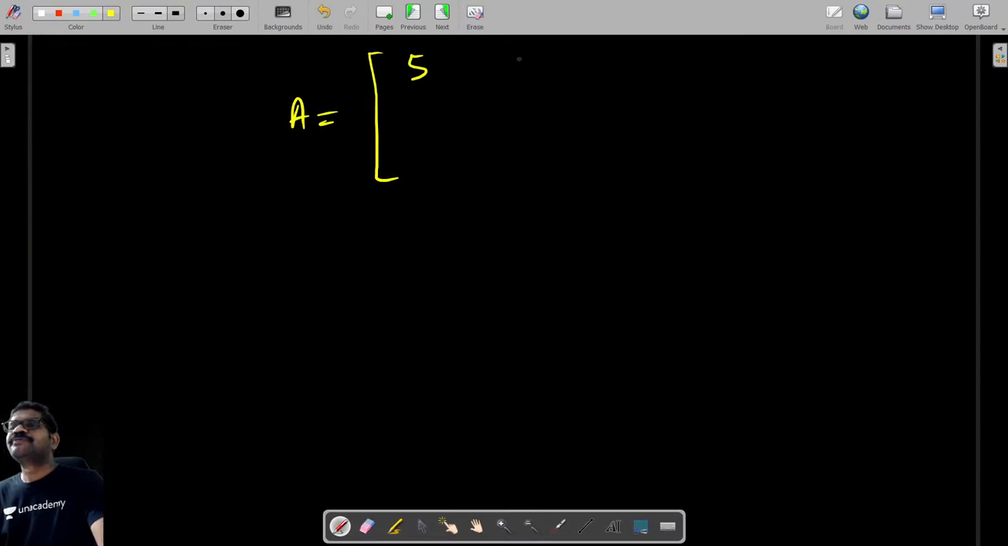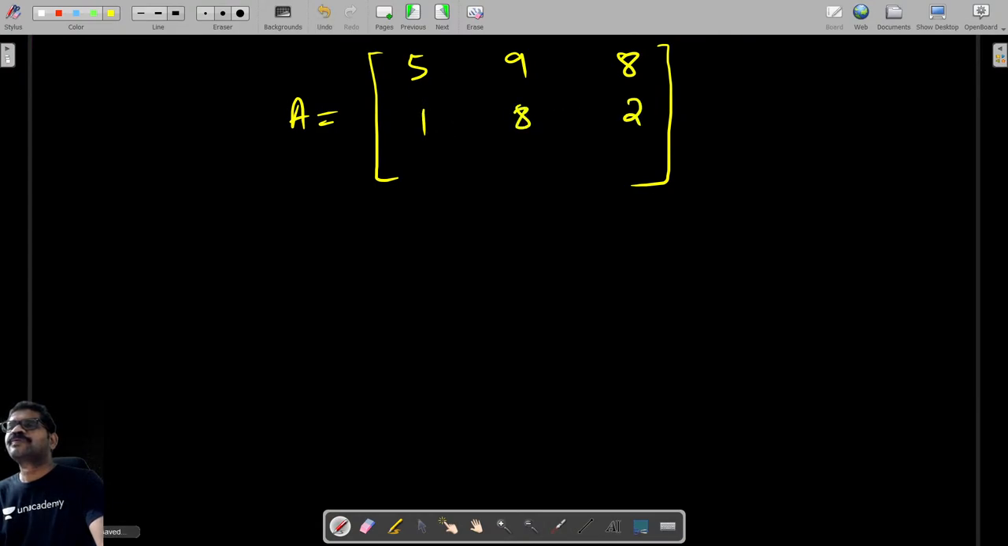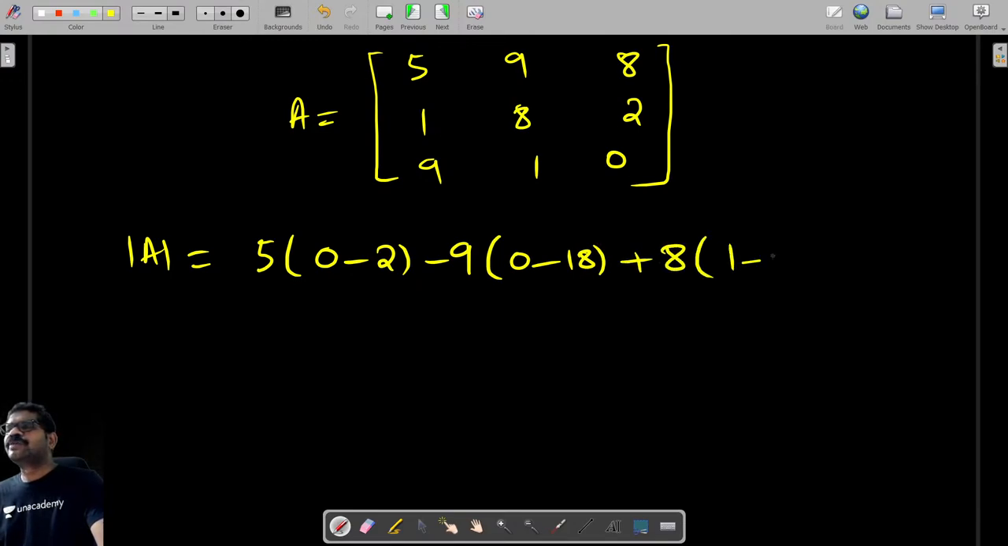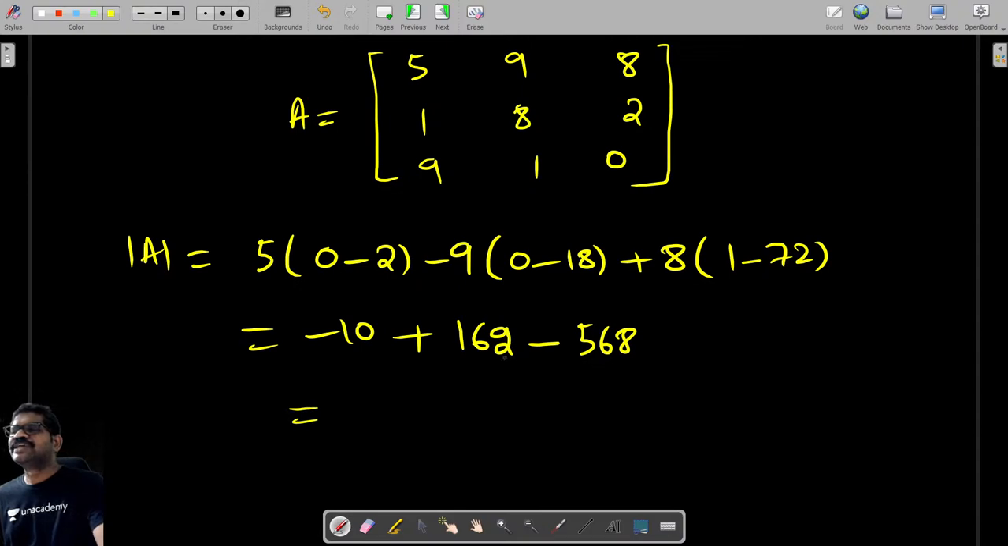Matrix A is 5 9 8 1 8 2 9 1 0. Now det A is 5 of 0 minus 2, minus 9 of 0 minus 18, plus 8 of 1 minus 72, that is minus 10 plus 162 minus 71 into 8, 568. That is 568 minus 162, 406, 426 minus 10.